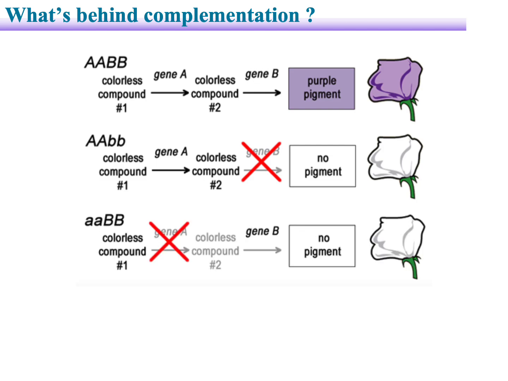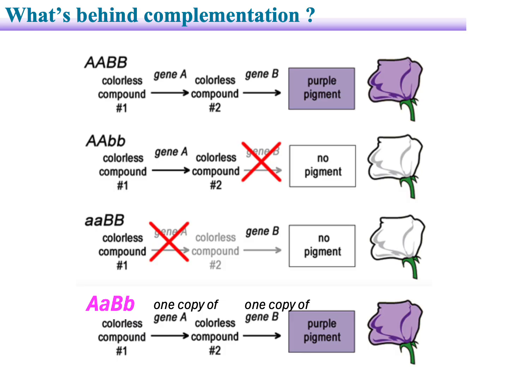Similarly, if gene A function is missing, the first colorless compound can't be transformed into the colorless intermediate, so even though gene B is still functioning, it's lacking its substrate and it cannot produce the purple pigment. Now, when the progeny plant is heterozygote for both genes, there will be one functioning copy of each. Now, the first colorless compound can be turned into the colorless intermediate by the one functioning copy of gene A, and the colorless intermediate can be turned into the purple pigment by the one functioning copy of gene B.